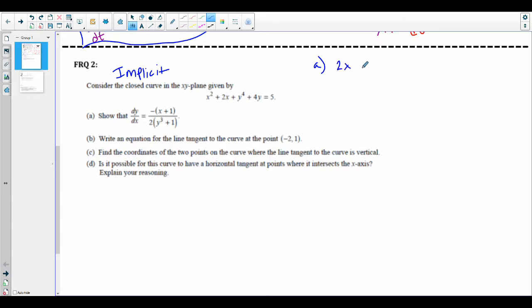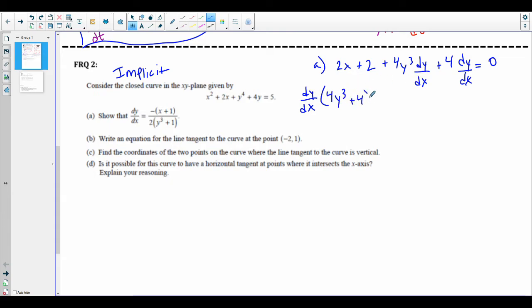So we got 2x plus 2 plus 4y cubed. And implicit, anytime we take the derivative of something that's not x, we need to put d, whatever that variable, dx, so dy/dx, plus 4 dy/dx equals 0. Nice, now we just need to solve. So let's move everything that's not a dy/dx, and then we'll factor out.